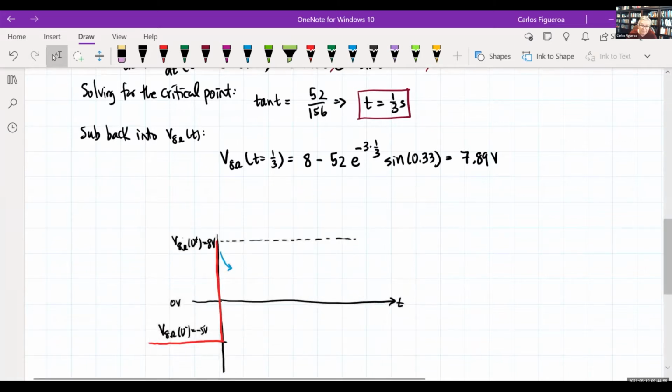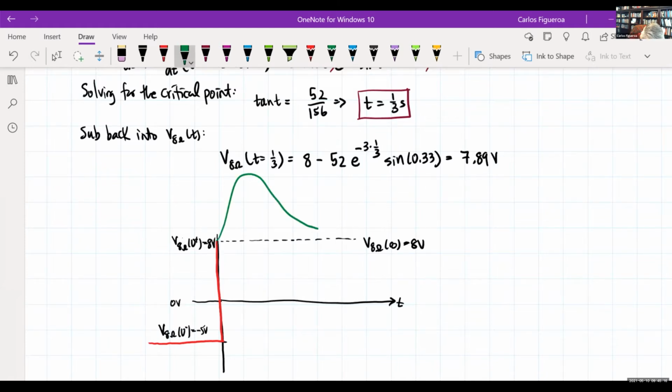So what I'm expecting is that this guy has to come back to V equal V8 at infinity, has to be a volt. So then I know it's going up here. Then I look at this guy and it's probably going to do something like this. And that's what my voltage looks like.